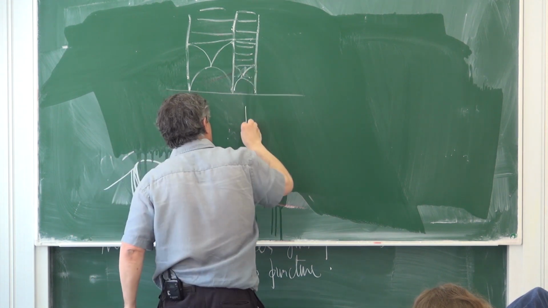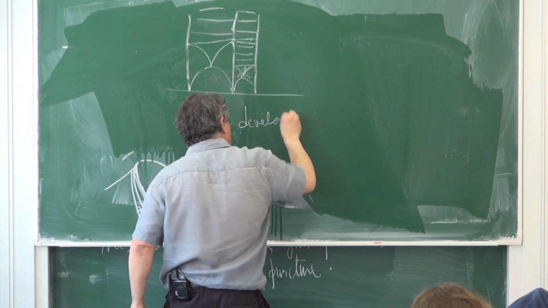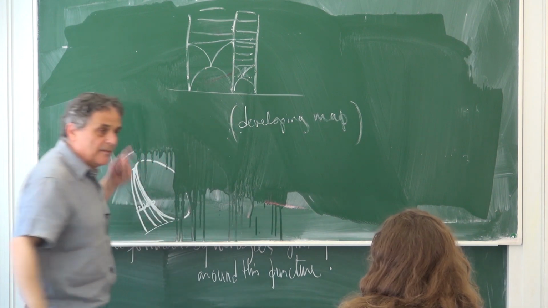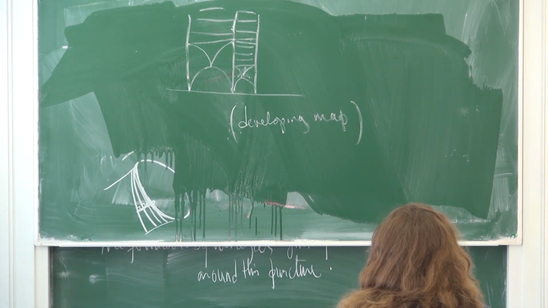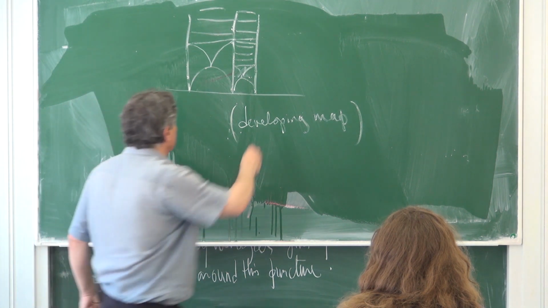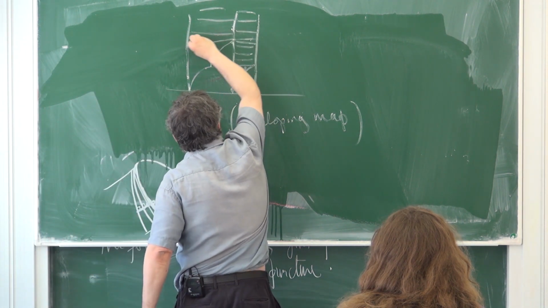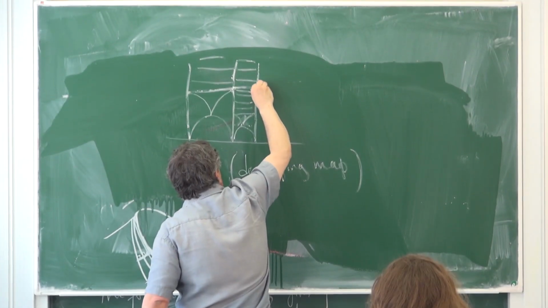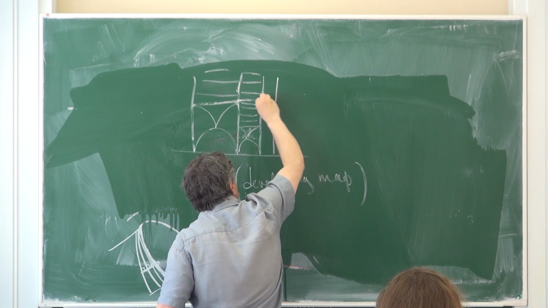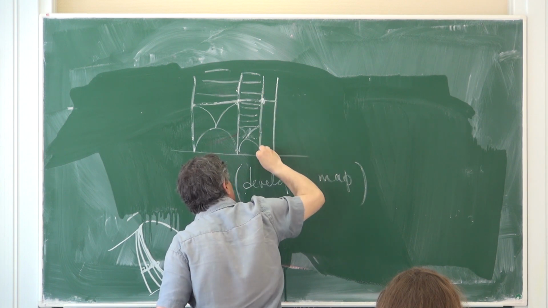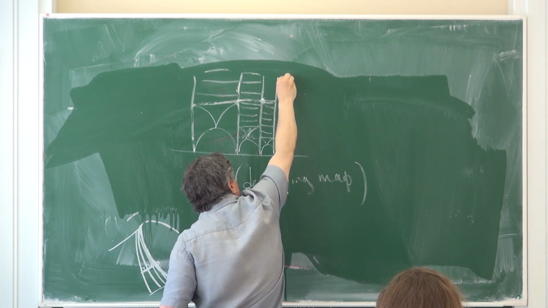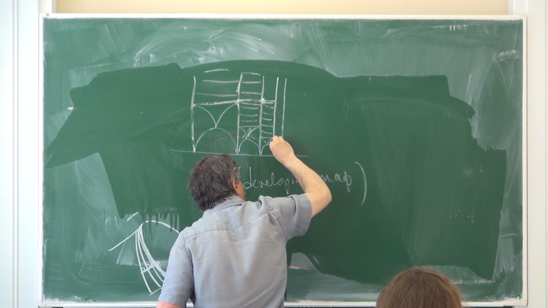This is called the developing map. This is a developing map of my structure here, and developing it in the hyperbolic plane. And then again this, I'm gluing it to this one here, and then I'm gluing it to one which is even smaller. So this is necessarily like this, and so on.